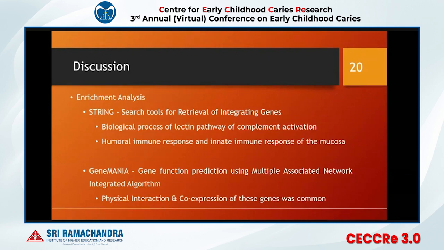The enrichment analysis was performed using the STRING tool and the GeneMANIA tool. The STRING tool, which is the search tool for retrieval of interacting genes, revealed that the biological process of lectin pathway of complement activation, the humoral immune response and the innate immune response of the mucosa were statistically associated with early childhood caries. Gene function prediction using the multiple association network integration algorithm revealed that these genes were physically interacting with each other, and that co-expression among these genes was pretty common.